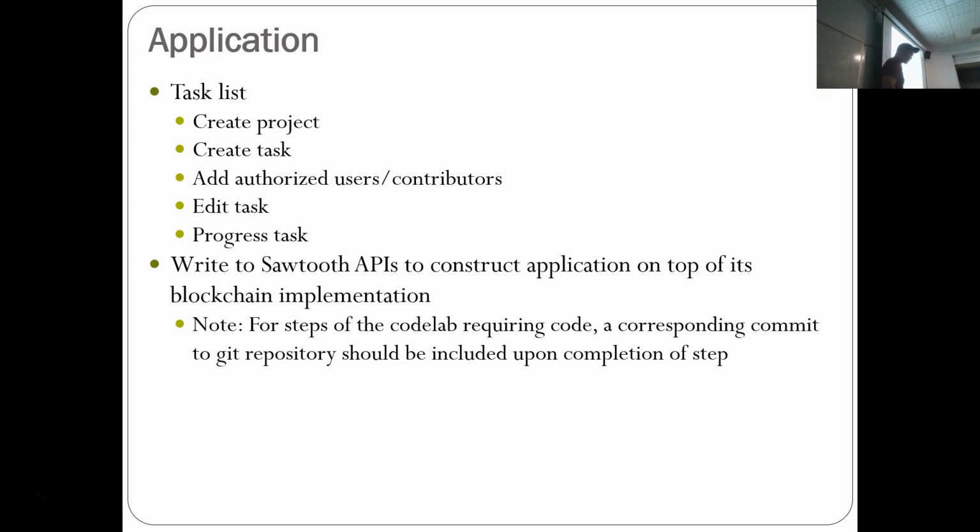But we have this canonical toy. It's like the Hello World app of blockchain. It's a task list. As part of this task list, you're going to be creating a project that has your tasks in it. It's sort of like a mini Trello. Create the project, create the task within the project, and then add users and contributors to that task is the beginning. And then you can edit the task and progress the task into different stages.